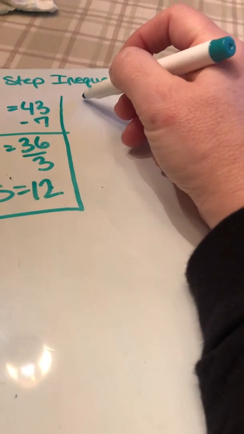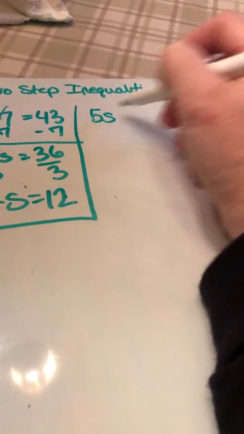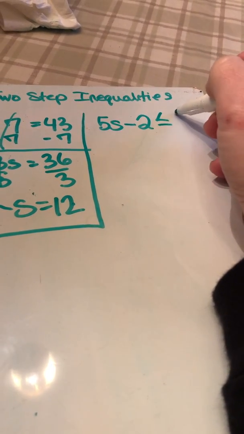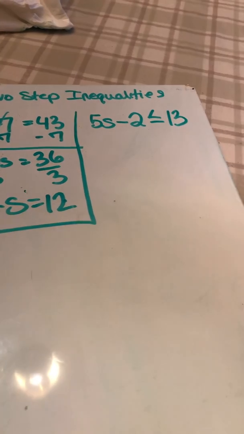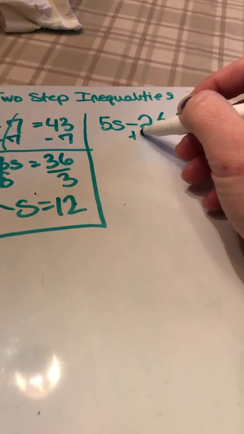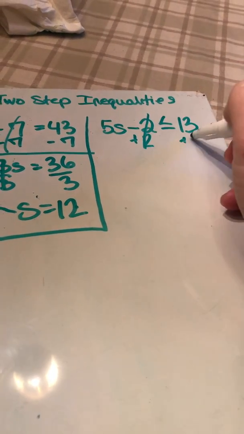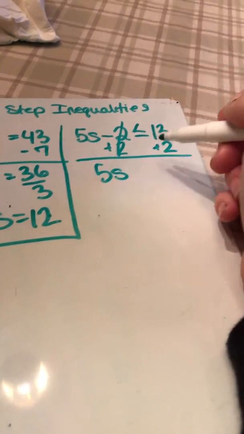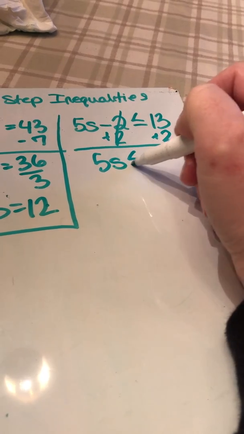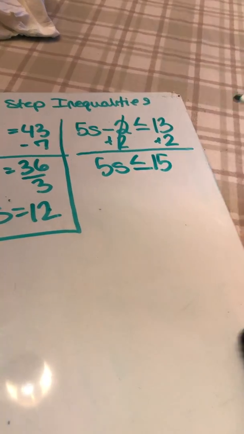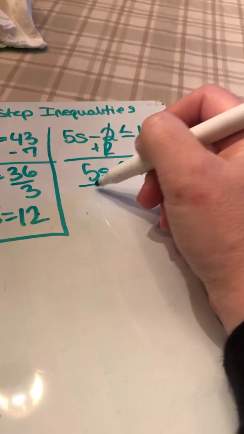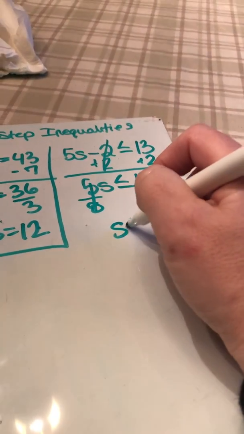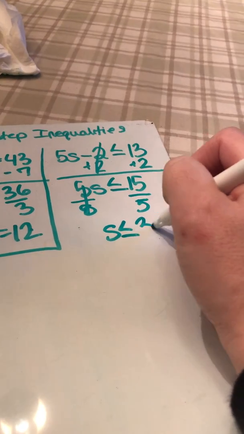If I gave you something that looked like this, 5s minus 2 is less than or equal to 13. First thing we would do is we have to get rid of the lonely friend, get them to the other side. So we have to add a 2 to each side, and we're going to do is less than or equal to 15. Then in order to get rid of a times by 5, we need to divide each side by 5. So we know that s will be less than or equal to 3.